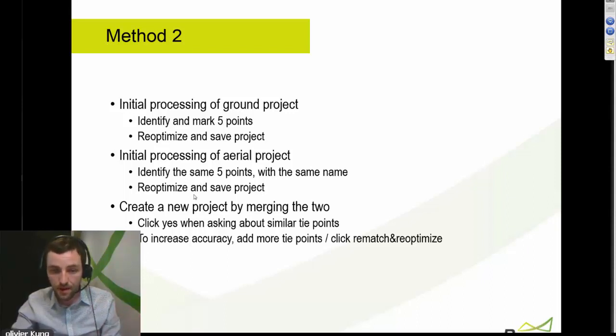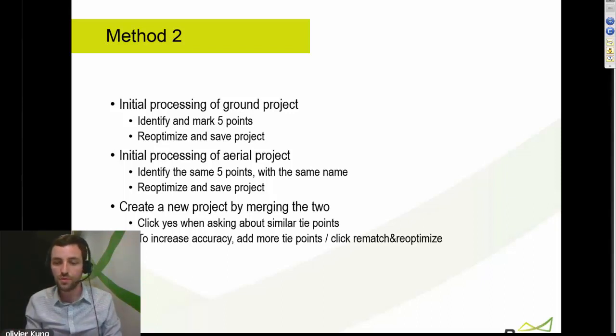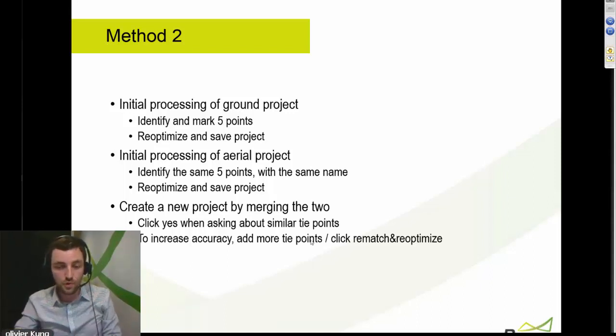Once this is done, you create a new project by merging the two previous projects in a new one. The software is going to ask you if you want to merge the similar tie points together, where you have to press yes. And at that stage, you will already see the whole data sets nicely aligned with each other. Optionally, to increase the accuracy and to add more tie points, this is when you can click the Rematch and Optimize button, but we'll see all that with practical examples in a few minutes.